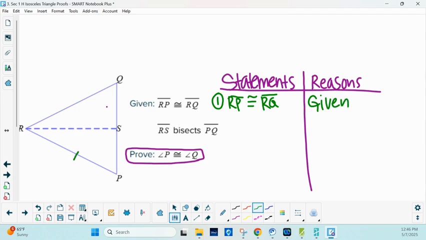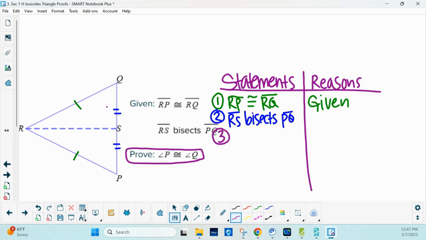So let's mark those. RP and RQ are congruent. The second thing we're told is that side RS bisects side PQ. So what's it doing to side PQ? Splitting it in half. RS is splitting PQ right in half. So we know that that is happening, but now we actually have to state it as a statement. We know what bisecting does, but now we actually have to write it.